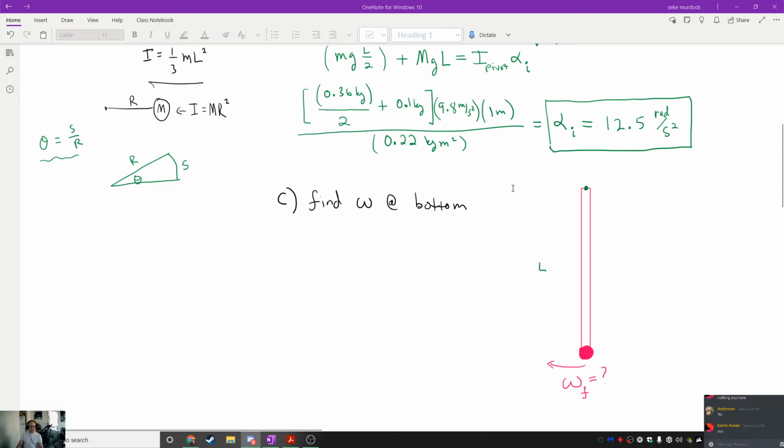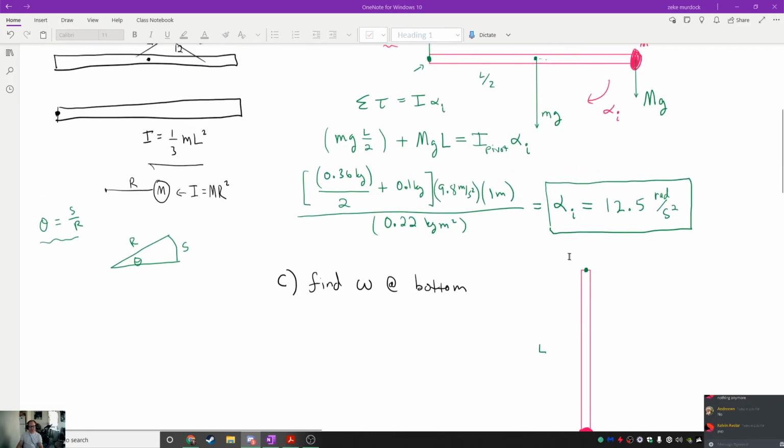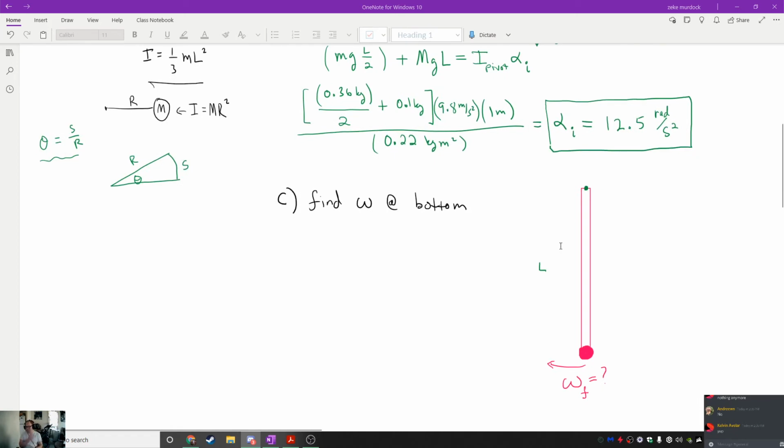Okay, so that means that if I want to use energy, then I'm probably going to have to draw another picture on here, but that equation is this equation. Work done by non-conservative forces is equal to change in kinetic energy plus change in potential energy.